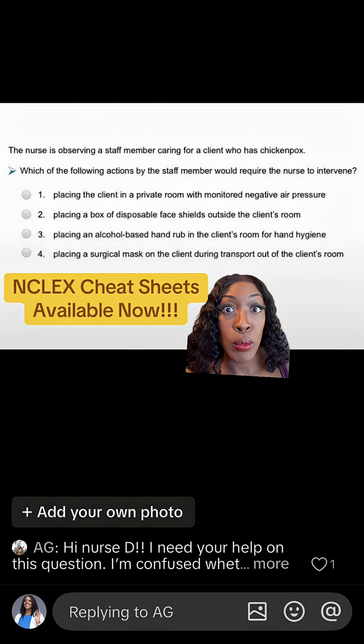Remember, this patient's going to be on airborne precautions. So anyone going into that room, guess what? They're going to have to put on an N95, not a disposable face shield. It's going to be an N95.